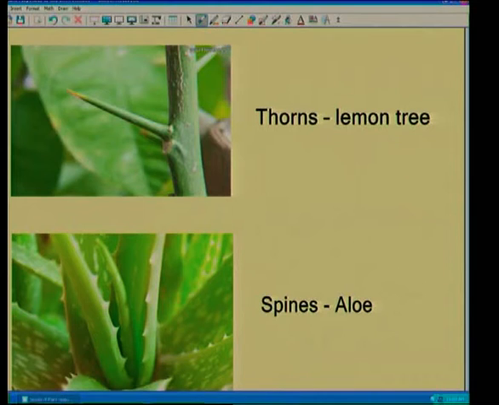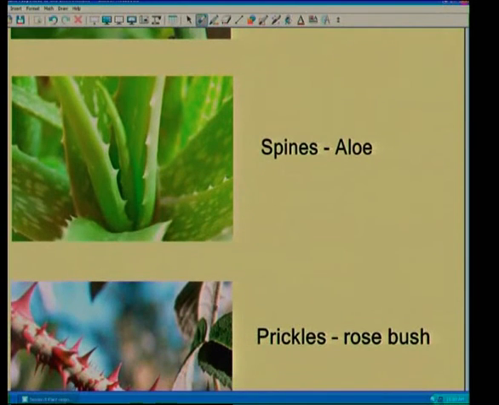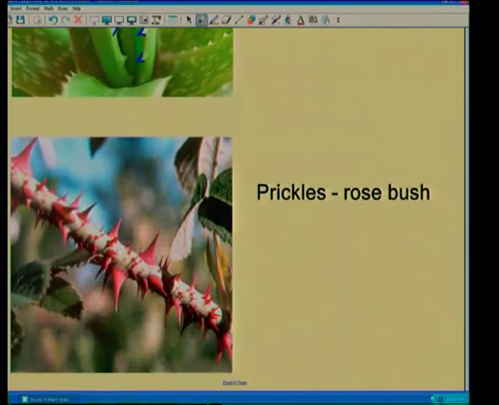Okay, so here's an example of thorns that you'll find on a lemon tree. You see, it's this tip here that's horrible because it picks up all kinds of rubbish on the end there. So when you do prick yourself, it will cause infection, skin infection, just to get rid of all the messy rubbish that was in there. Then here, the spines on an aloe. You see the little spines here? Okay. And then here, the prickles of a rose bush. And I mean, these look absolutely nasty, nasty, nasty.